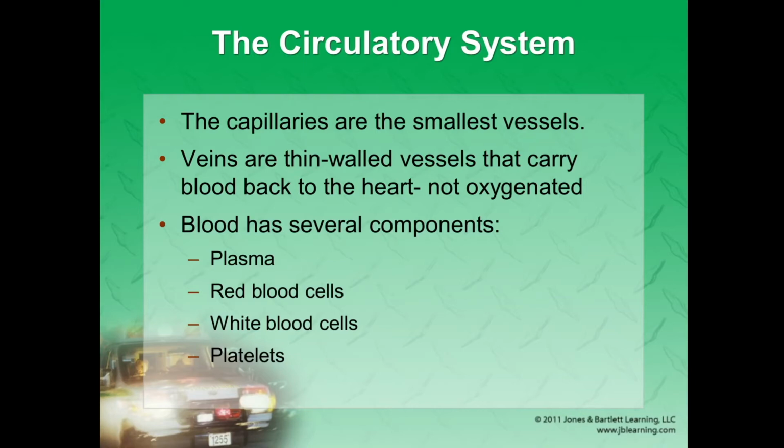When we look at veins, you can also check your forearms and look at your veins on your hand. Veins are the thin-walled vessels that carry blood back to the heart, and they're not oxygenated, which is why they are blue. With that said, blood has several components. We have plasma, white blood cells, red blood cells, and platelets.